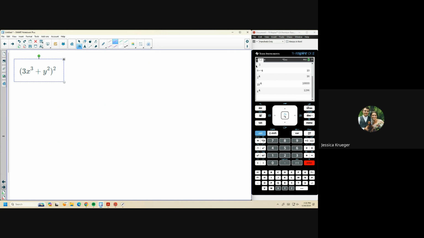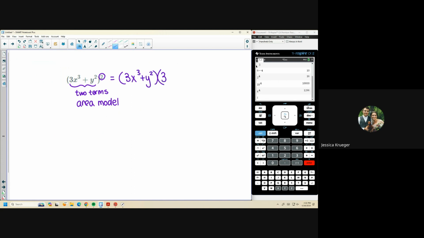Here's the next problem. This is not exactly the same as the ones that we saw before. The reason for this is we now have 2 terms inside. When you have a polynomial raised to a power, when you have more than one term and you're squaring it, you have got to use an area model. With more than one term, you cannot distribute your exponent. So in this case, this really means 3x to the 3rd plus y squared times 3x to the 3rd plus y squared. And to multiply those together, I have to set up an area model.